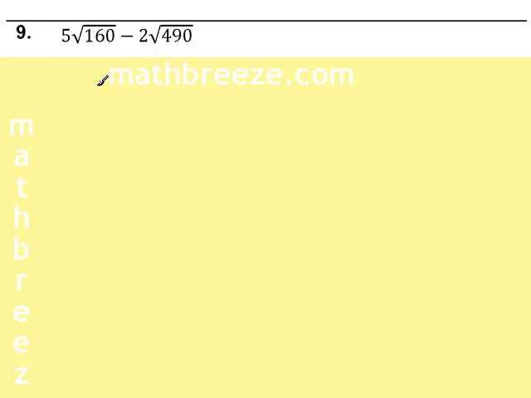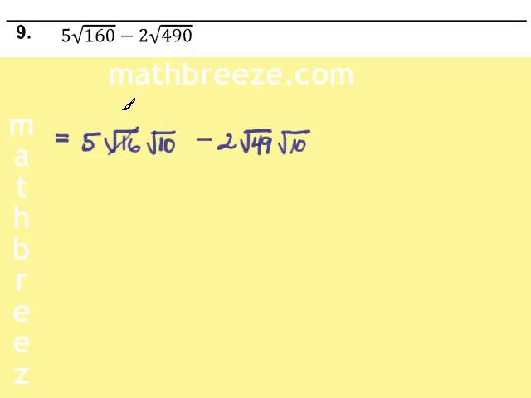All right, and 9, again, we want to simplify first. So let's factor 160 into square root of 16 times square root of 10, because 16 is a perfect square. And 490 can be factored into 49 times 10, so we'll write square root 49 times square root 10. And now let's take the square root. So here we have 4, and here we have 7.